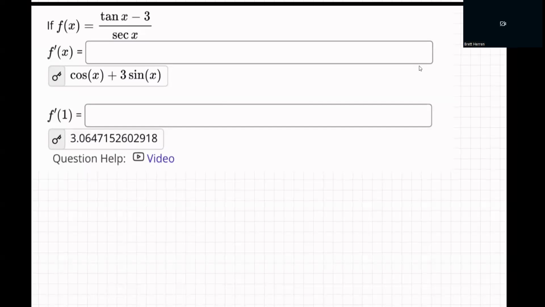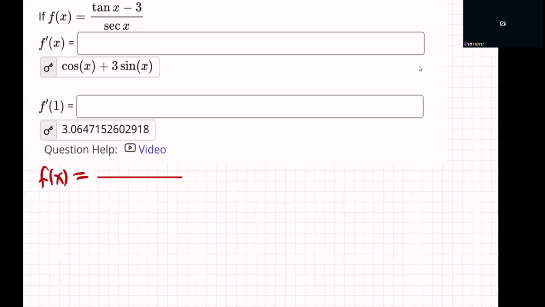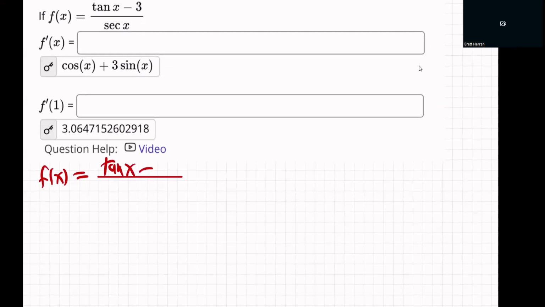This question gives us a function that's a quotient. So let me bring it down here. We have f of x equals tangent x minus 3 over secant x.